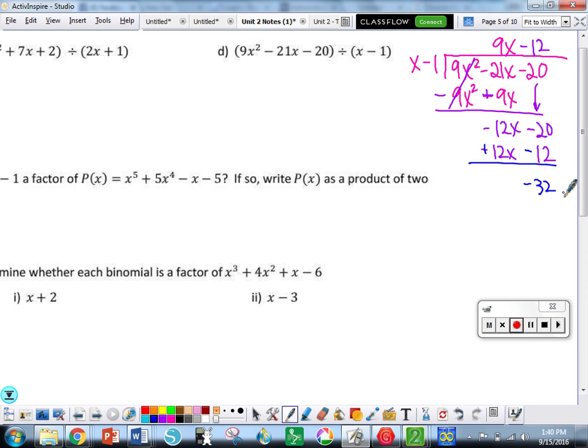Now what do you do with that 32? So minus 32 over x minus 1. That's it. You say that very loosely here. That's it. Okay, right? Okay, let's do it again.